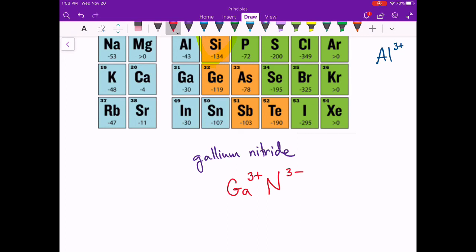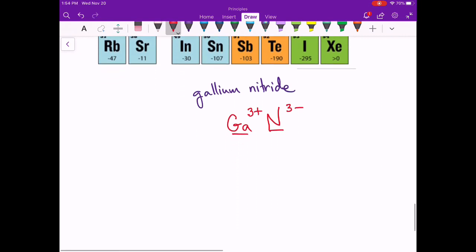So this one is unique because the least common multiple of 3 and 3 would just be 3. And so what that means is the gallium already has a +3 charge just with one ion, and the nitrogen, or nitride, I should say, already has a -3 charge, so they already cancel out. So because the magnitudes of these two charges were equal, we end up with a 1-to-1 ratio. So we get the formula GaN for gallium nitride.